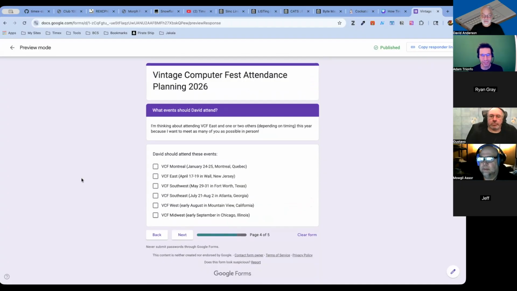Personally, I'm already planning. I'm already leaning really strongly towards East, and I'm not going to Montreal because that's next month. How far is New Jersey from you, Dave? It's about a 6 hour drive. So it's actually less than Chicago was. Okay, so I'm planning on going to East. I'm planning on presenting there.